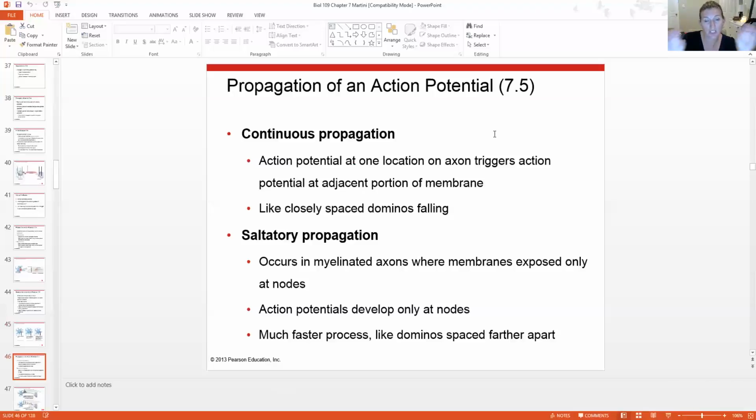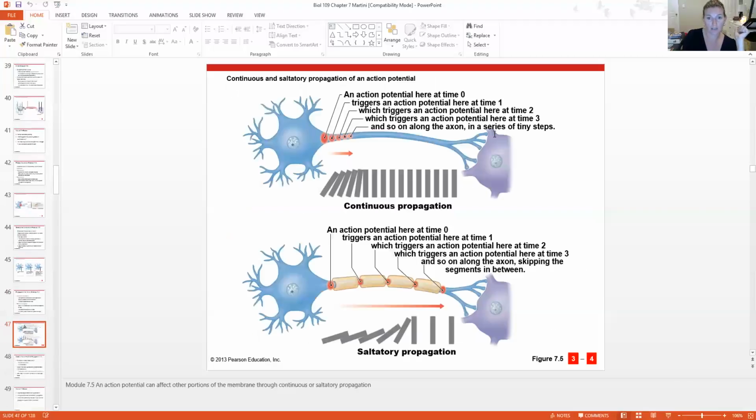Saltatory propagation is when the myelinated axons insulate or protect part of the axon. So that signal is going to depolarize here, and then it's going to depolarize here. Instead of having to depolarize at every single stop along the way, it's skipping to the nodes. It's skipping to the unmyelinated parts, which is why it's faster. It's a faster way of propagation, a faster way of information sending.